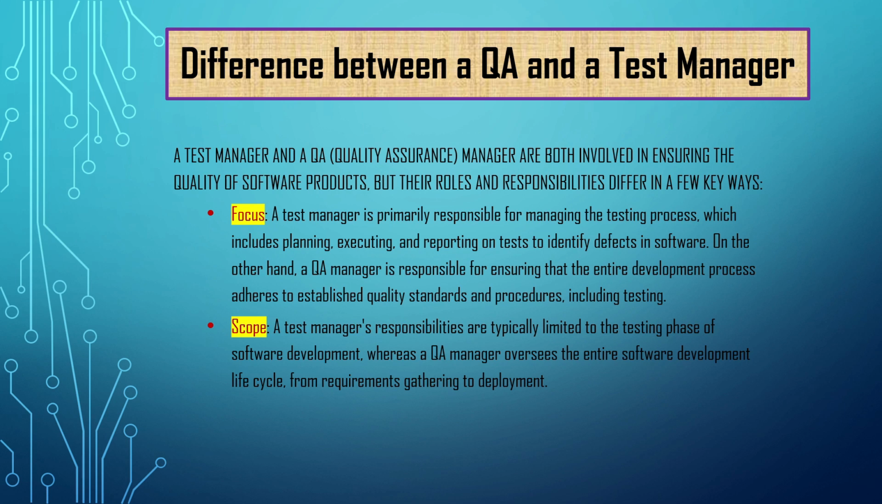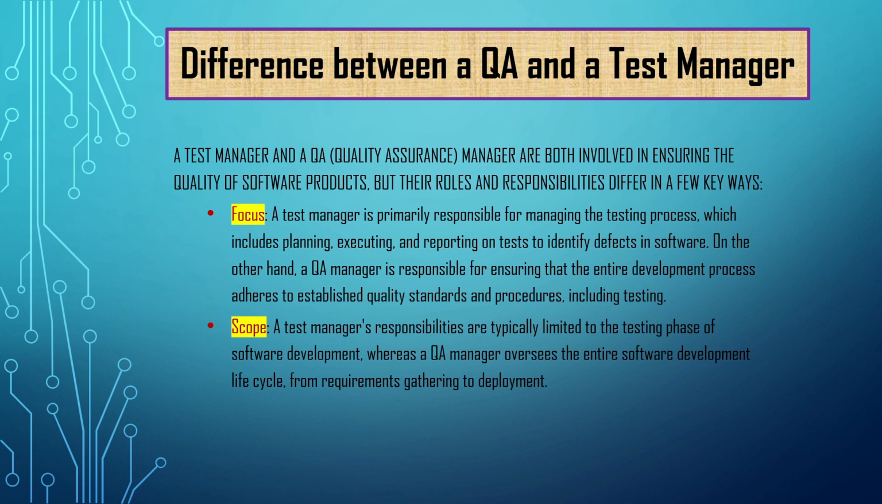So, when I talk about focus, a test manager is primarily responsible for managing the testing process, which includes planning, executing test cases, and providing the reporting on the tests to identify defects in software, the defect metrics, and everything. On the other hand, a QA manager is responsible for ensuring that the entire development process adheres to established quality standards and procedures, including testing and all. So it's a process. Their basic focus is continuous improvement of the quality standard.